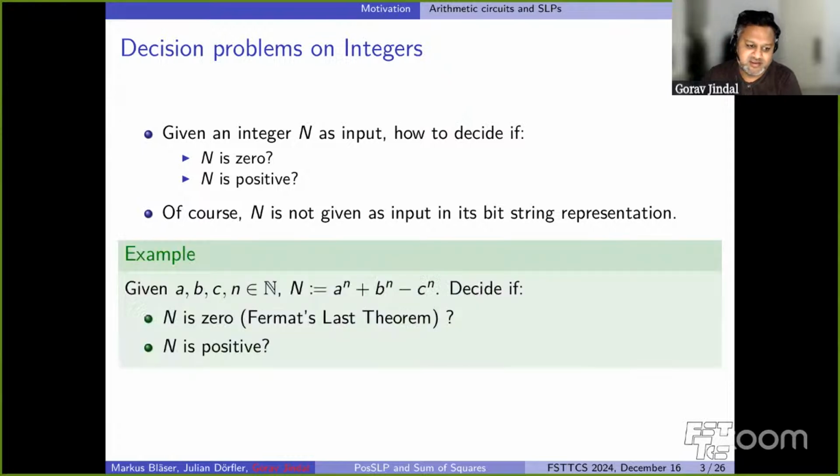For instance, you might take this example. Let's suppose I have four integers a, b, c, and small n, and you can define this new integer now, and you might want to decide whether this integer is 0 or not, right? If you want to decide whether this capital N is 0 or not, you can think of it as a computational analog of Fermat's last theorem, right? And you might also want to decide whether this capital N is positive or negative, which is a very special case of PosSLP.